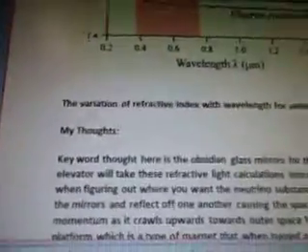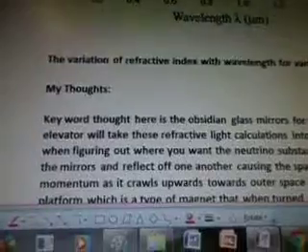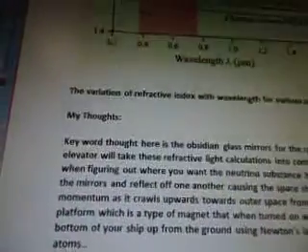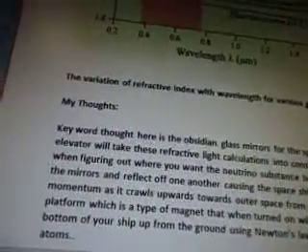Wavelength, or whatever it was I was looking at. I'm losing my voice here. The variation of refractive index with wavelength for various glasses.